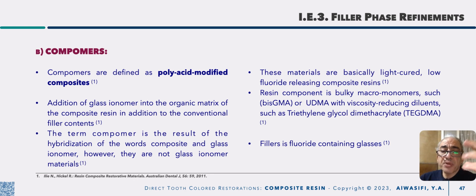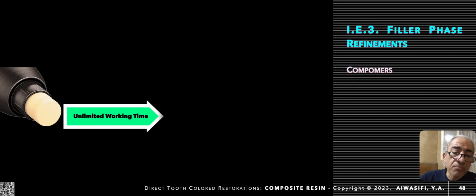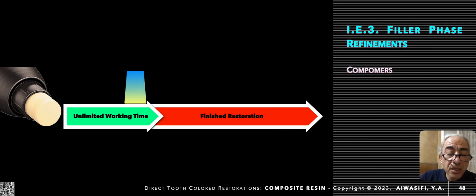Then simply you have a composite with powder and liquid of glass ionomer on standby for water to start the reaction, and on standby for an acidic medium to break down the components. That's why it is considered a composite. That's why it is a polyacid modified composite rather than a glass ionomer. Why? Because it is a light cured material with unlimited working time. Its first reaction is a light cured reaction, that allows you to finish the restoration.